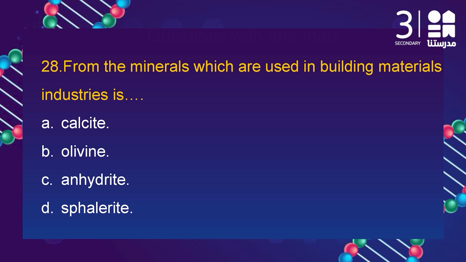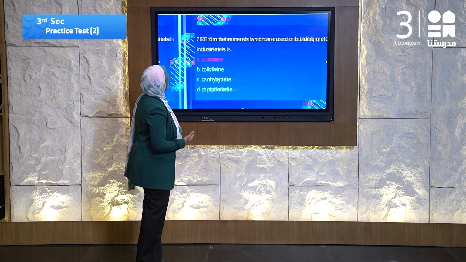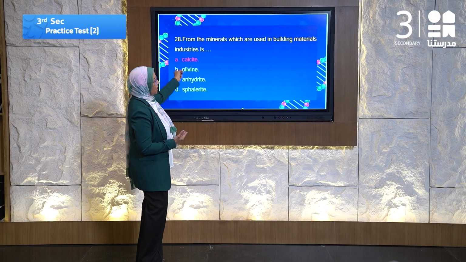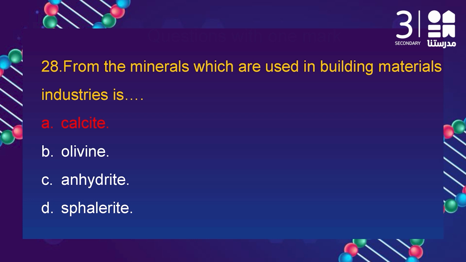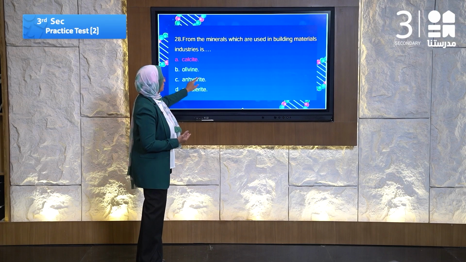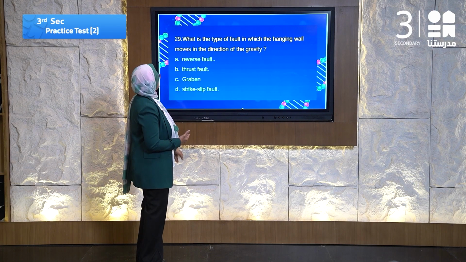28 speaks about the minerals again. From the minerals which are used in building material industries, we have 4 choices: calcite, olivine, anhydrite, sphalerite. We use calcite. Calcite goes to industries. We use it in many industries.